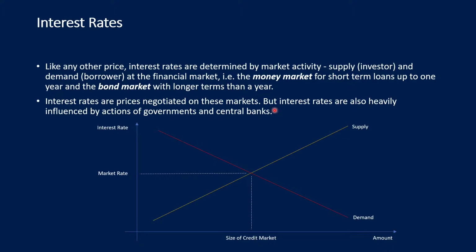Nevertheless, if we put that into a microeconomic model, like I did down here, we see a typical price where supply and demand intercept. We see the size of the credit market for a specific term, of course, and we see some market rate, so the price that is negotiated on the market.